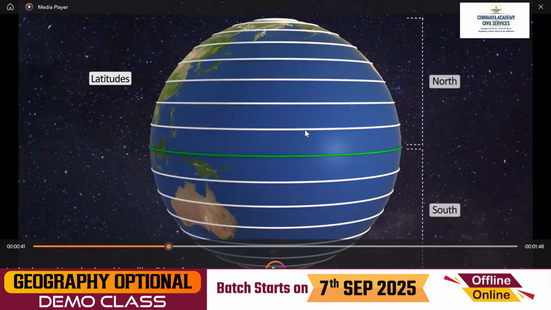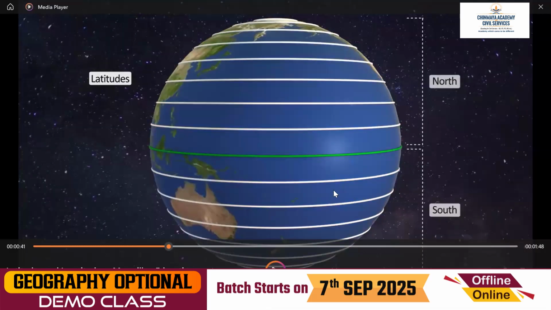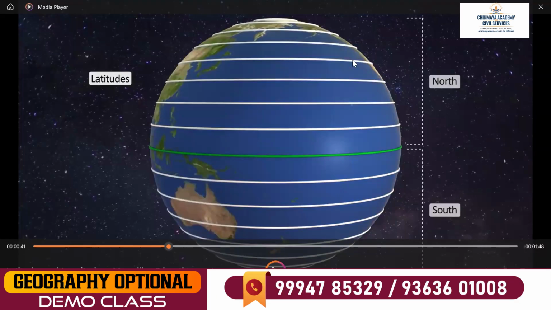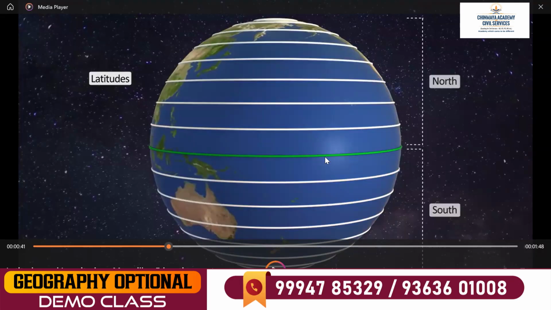Among these latitudes, we consider certain reference latitudes. Tropic of Cancer, Tropic of Capricorn, 23.5 degree north and 23.5 degree south. Similarly, Arctic Circle, 66.5 degree north, Antarctic Circle, 66.5 degree south. Why do we refer to these lines? Because Earth is tilted.